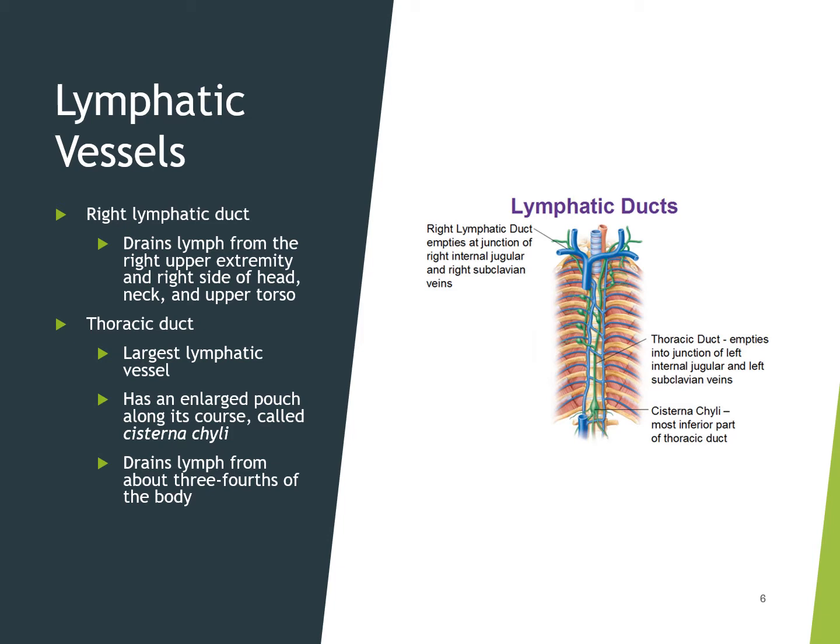Now, one extra little component of the thoracic duct, located at the most inferior part of the thoracic duct, is something called the cisterna chyli. It's kind of like a holding pouch for lymph fluid. So it serves as a holding area for lymph moving towards its point of entry into those veins.